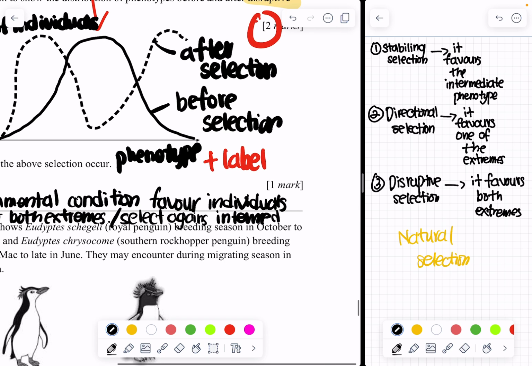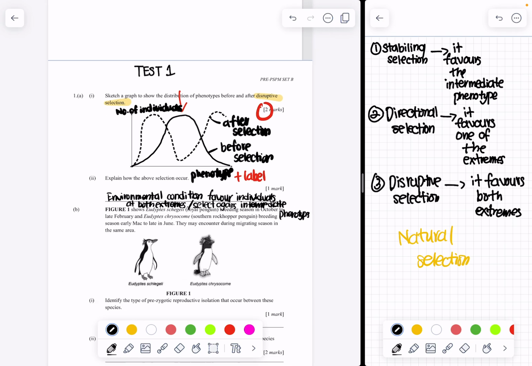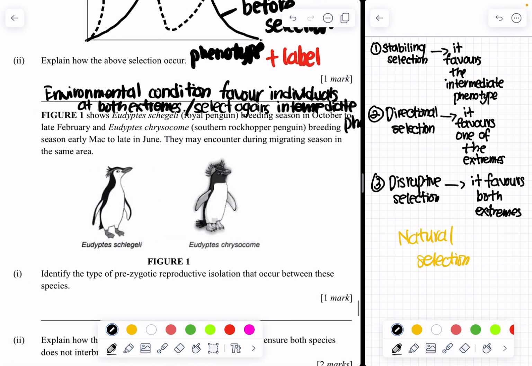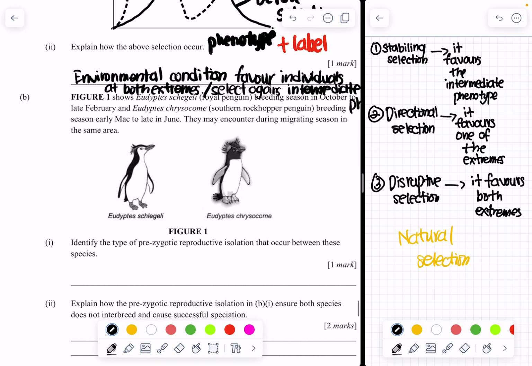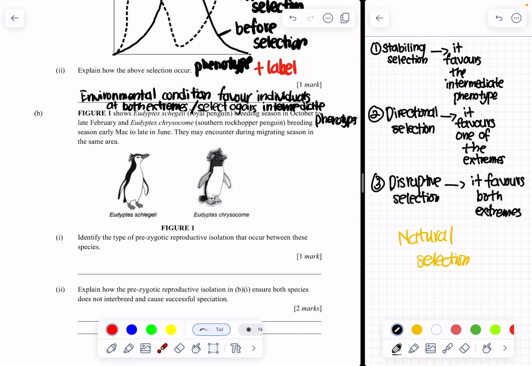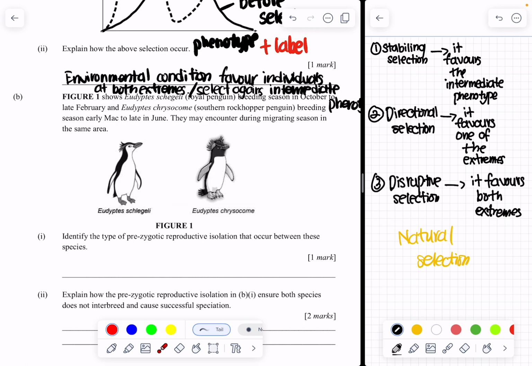So if you put either one of these, you get the mark. Alright, guys. So for this one, done. 3 marks. And let's take a look at this cute little penguin. Please read it carefully. You guys always seem to forget to read, so let's read together.